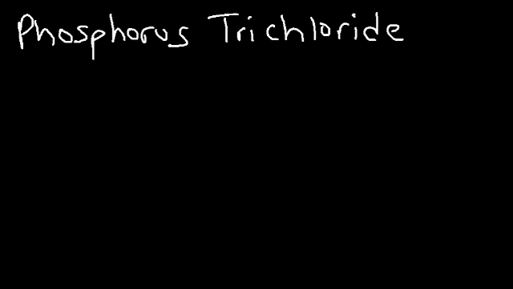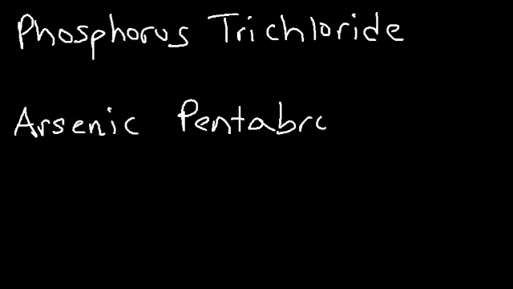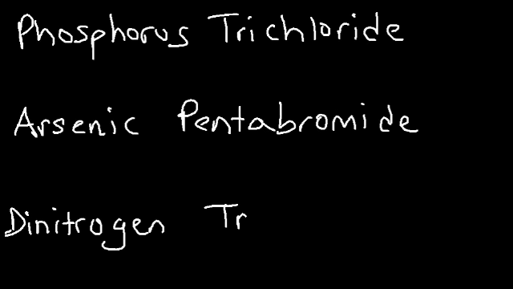Write the formulas for the following molecular compounds. So let's say if we have phosphorus trichloride, and let's see, arsenic pentabromide, and dinitrogen trioxide. So feel free to pause the video and try these examples.